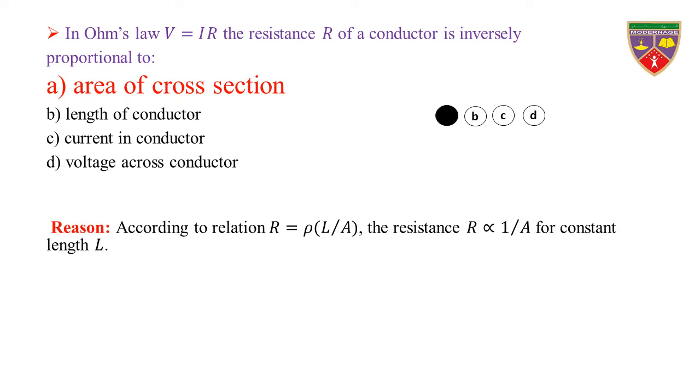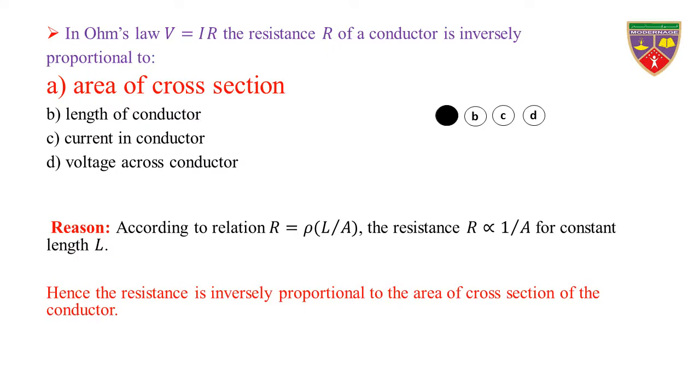Reason: according to the relation R is equal to rho into L divided by A, where rho is the resistivity of the conductor, L is the length, A is the area of cross section. The resistance R is inversely proportional to A, or we can say that R is proportional to 1 divided by A for constant length L. Hence, the resistance is inversely proportional to the area of cross section of the conductor.